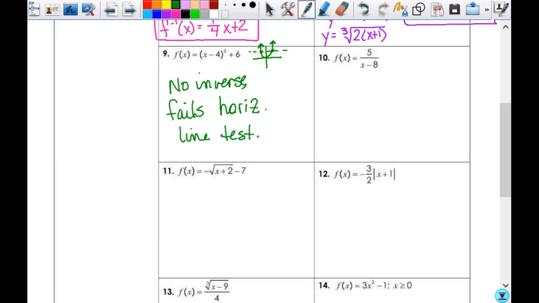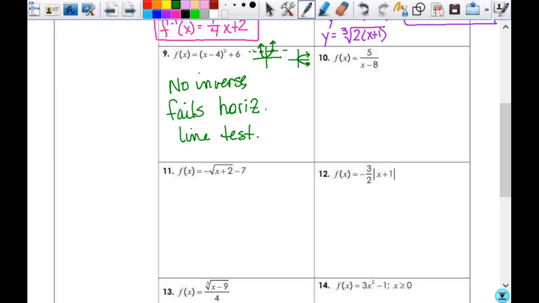Make sense? Because if we reflect it in the line y equals x, what we get is this. Okay? Yeah. Because once you actually have the inverse, it's because the inverse fails the vertical line test, right? And so the original fails the horizontal line test. Okay? We all good with all that?